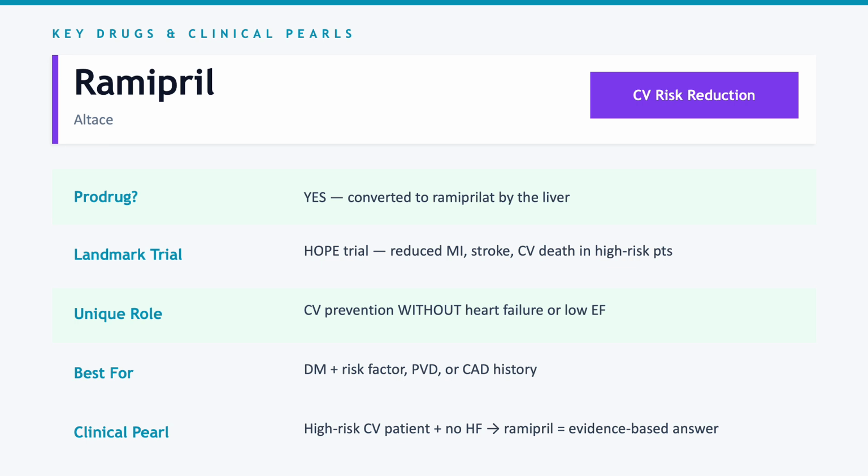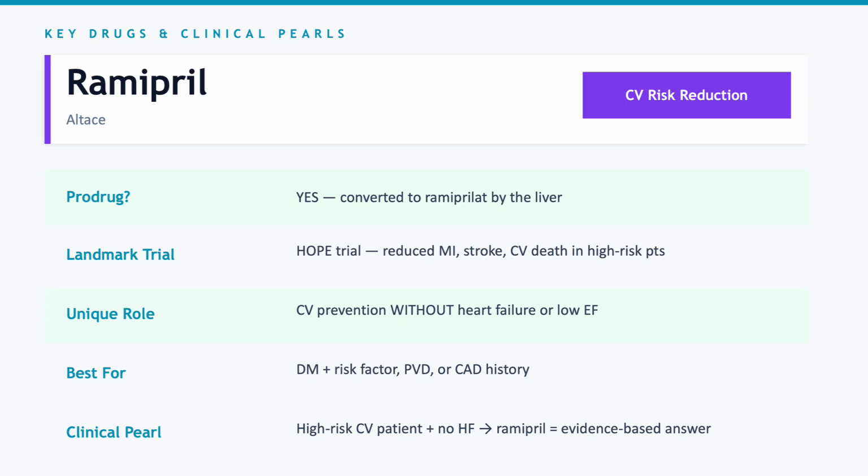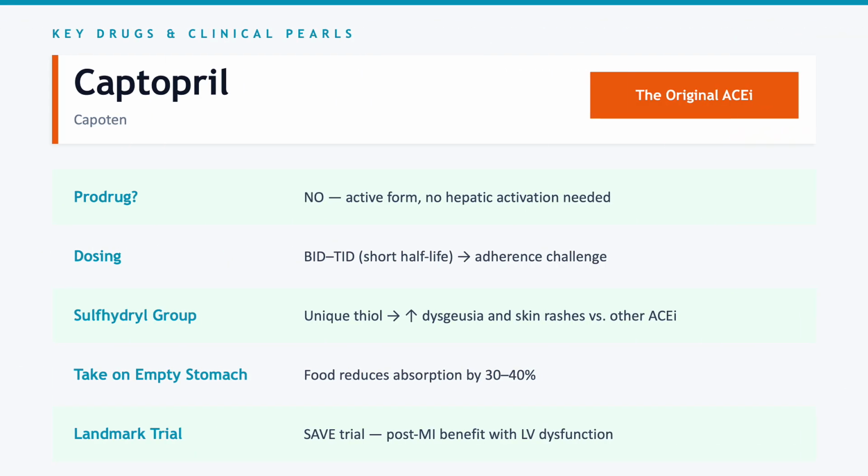If a question gives you a high-risk cardiovascular patient without heart failure who needs an ACE inhibitor, Ramipril is the evidence-based answer. Captopril is the original ACE inhibitor and not used much these days. It has a short half-life, so typically dosed 2 to 3 times daily, which makes adherence more challenging. Like Lisinopril, it is not a prodrug, so it does not require hepatic activation.